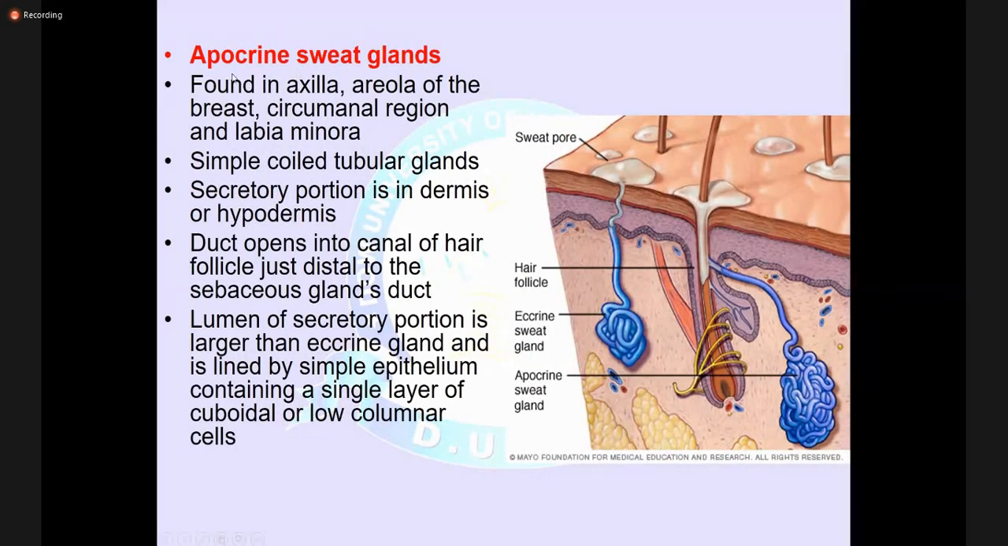We have apocrine sweat glands also. The apocrine sweat glands are found in special locations, like the axilla, the circumferential region of the areola of the breast, and the labia minora. So these are the specialized locations of the apocrine sweat gland. These are simple coiled tubular glands. The secretory portion is in the dermis or the hypodermis. The duct opens into the canal of the hair follicle, just distal to the opening of the sebaceous gland.